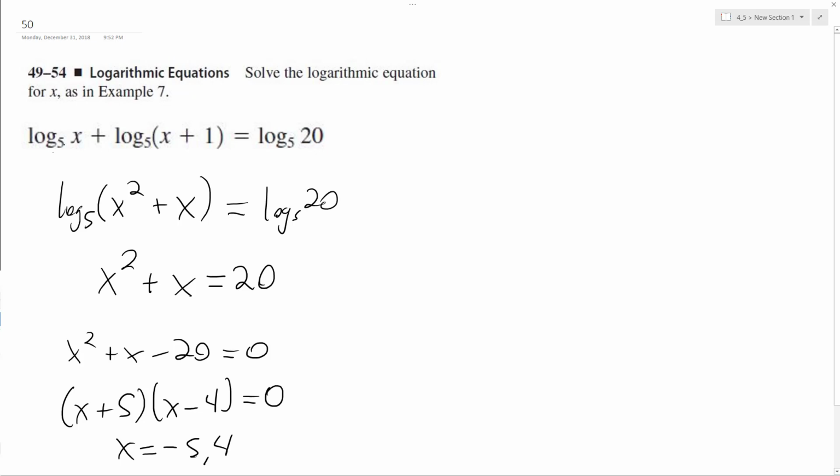And negative 5 isn't the solution because it makes both logarithms on the left side of the equation take a negative value, which isn't possible with logarithms, but 4 does work because if we plug in 4 here, 4 times 5 is 20. So our solution is x equals 4.